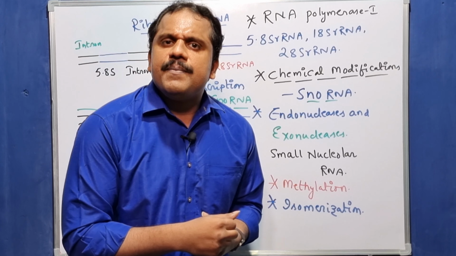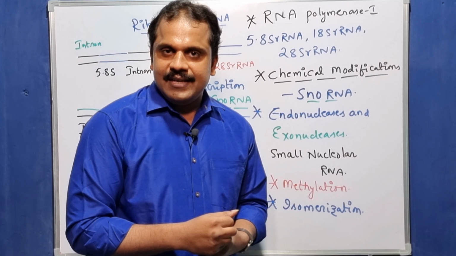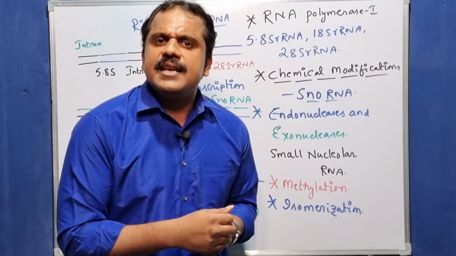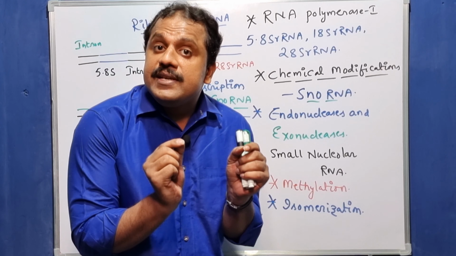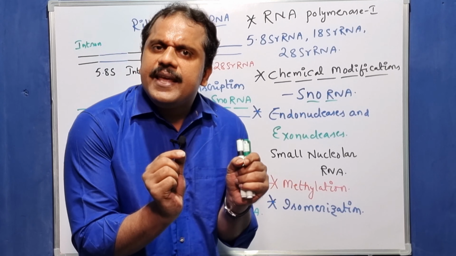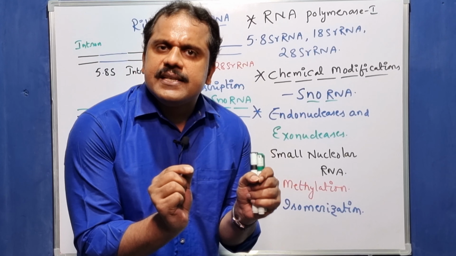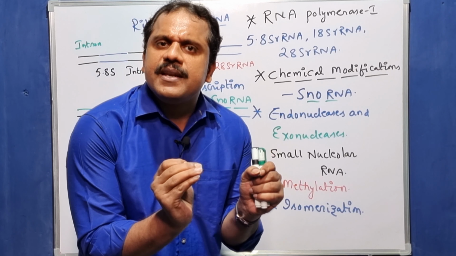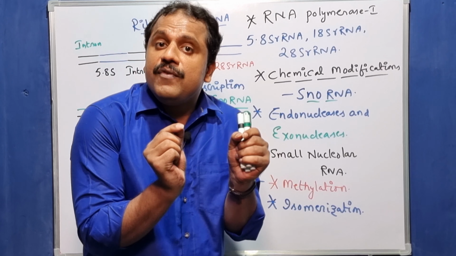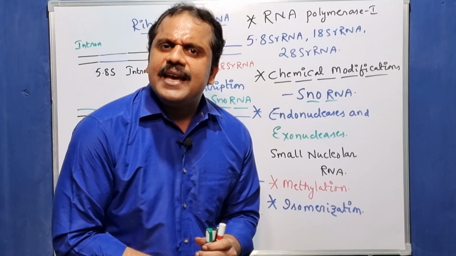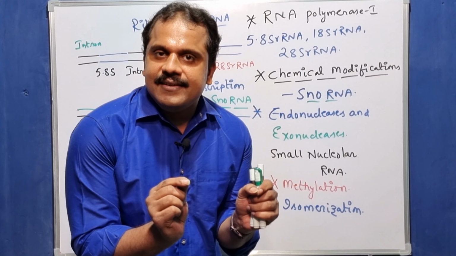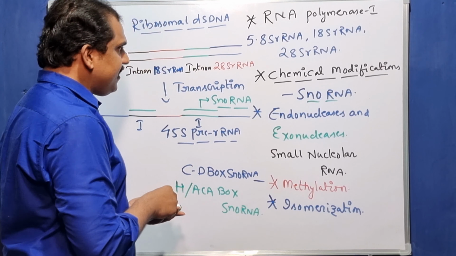And what exactly happens during the isomerization? In order to induce the isomerization process, a specific snoRNA, which is nothing but HACA box snoRNA, is responsible. By taking advantage of HACA box snoRNA, the specific isomerization is successfully organized. The isomerization which is organized by the HACA box snoRNA is nothing but pseudouridylation. Is it clear? So let me write it here.